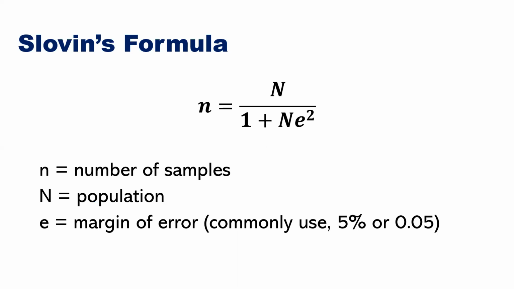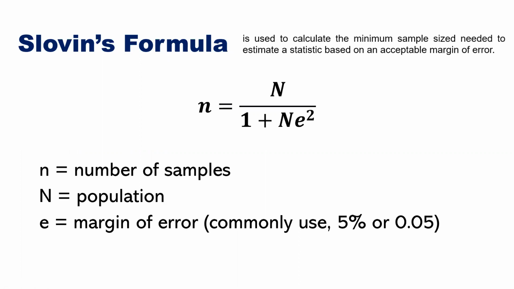However, if in any chance the problem doesn't state anything, automatic 5%. But if it says what value to use, you will use that. Okay? So again, the Slovin's formula, we will use it to calculate the minimum sample size needed to estimate a statistic based on an acceptable margin of error.